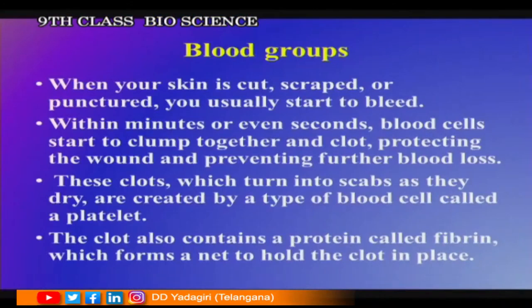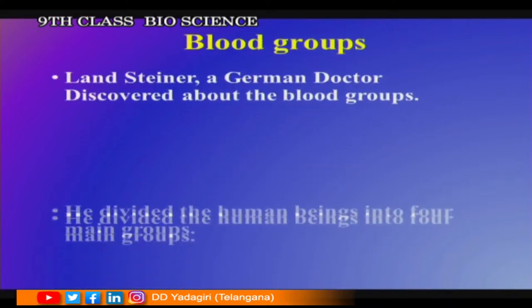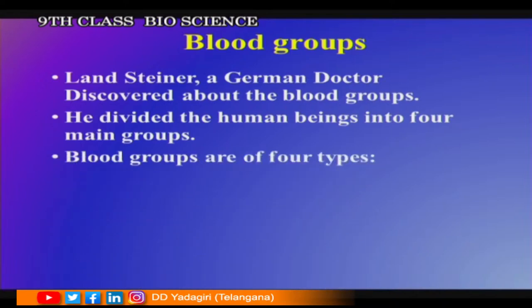When your skin is cut, scraped or punctured, you usually start bleeding. So there is a clot seen, right? What happens if the person is losing blood? If the person needs blood, then everybody cannot donate blood to that patient because they have a specific blood group. Karl Landsteiner, a German doctor, discovered the blood groups. He divided human beings into 4 main groups. They are A blood group, B blood group, AB blood group and O blood group. So there are 4 types of blood groups.